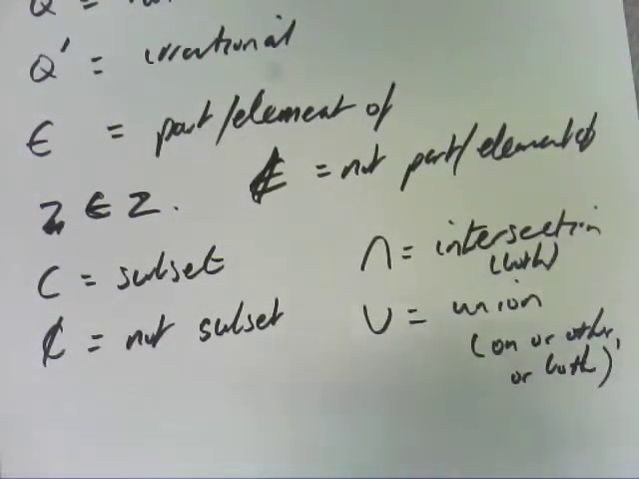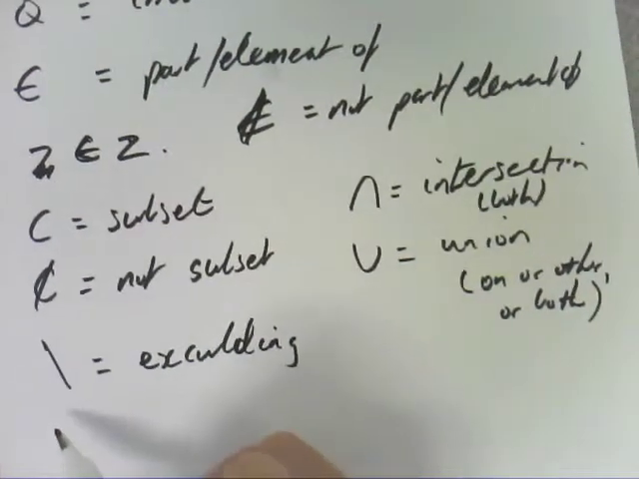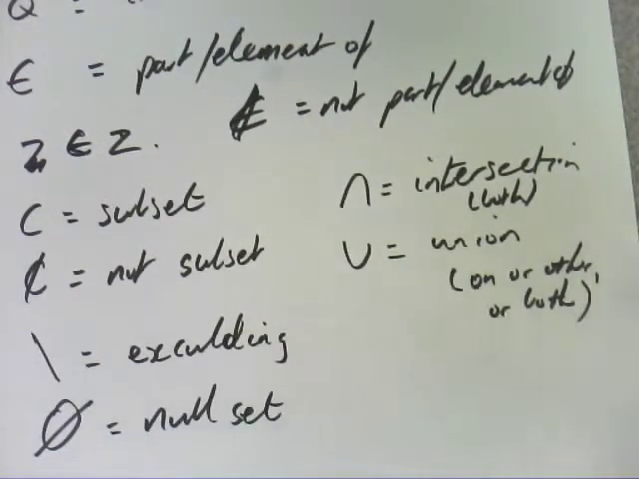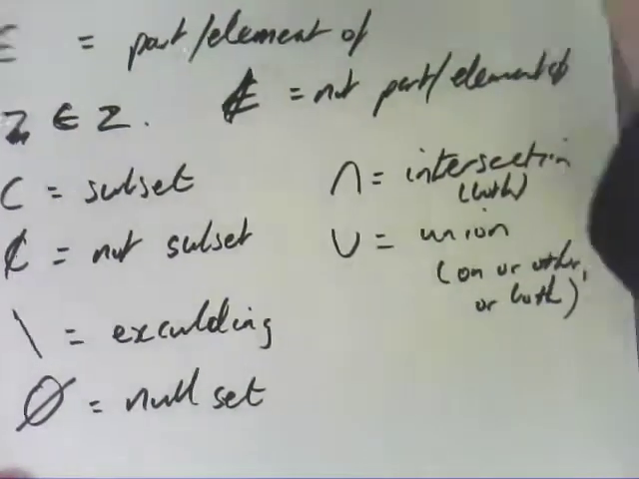Then you've got this guy here, which means excluding. And then you've got this guy here, which is the last one, the null set, which means it has nothing in it. So that's pretty much it for set notation.